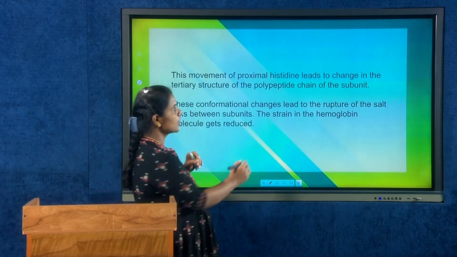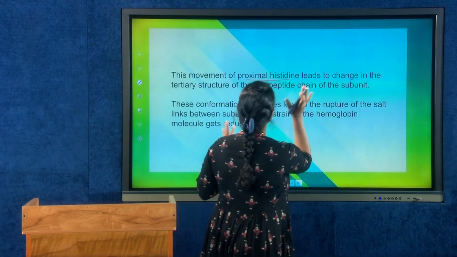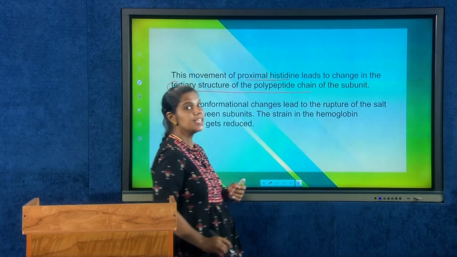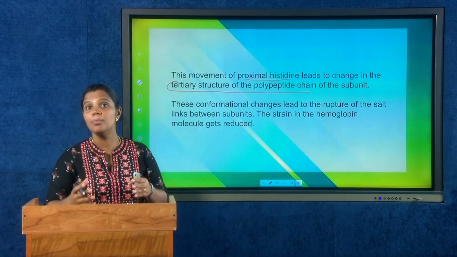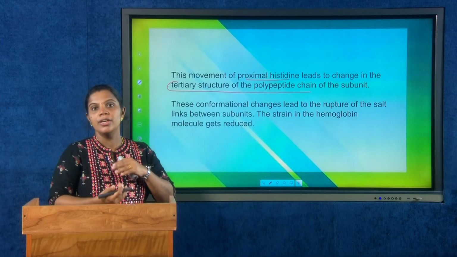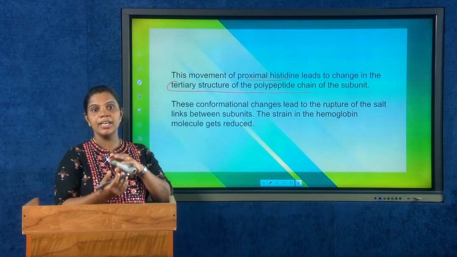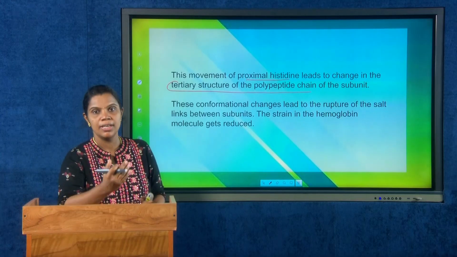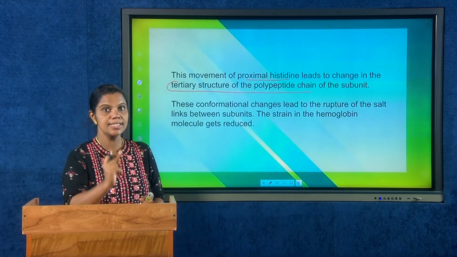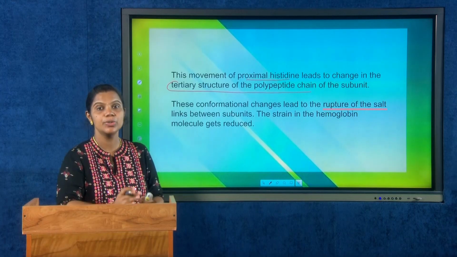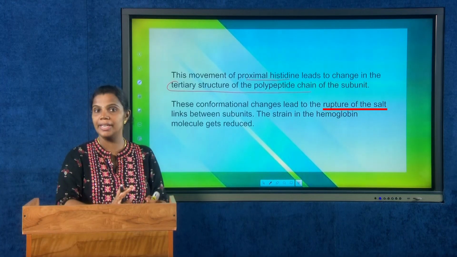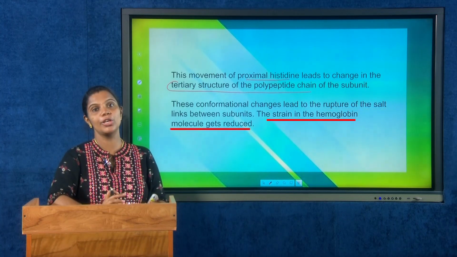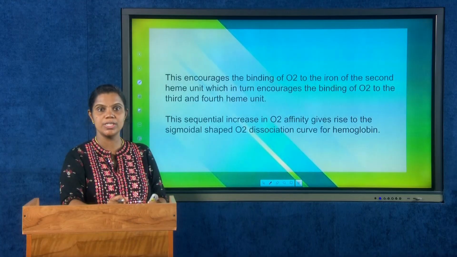This movement of proximal histidine leads to a change in the tertiary structure of the polypeptide chain of the subunit. That is, the movement of the proximal histidine towards the cavity will change the entire tertiary structure of the polypeptide chain of the subunit. These conformational changes lead to the rupture of some of the salt linkages between the subunits, and the strain of the hemoglobin molecule will get further reduced.